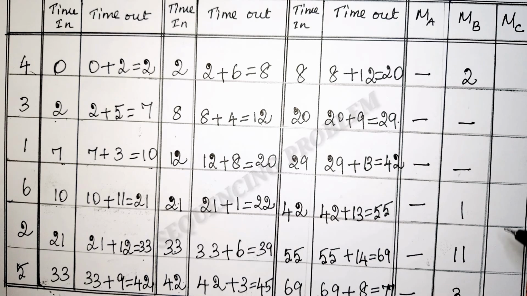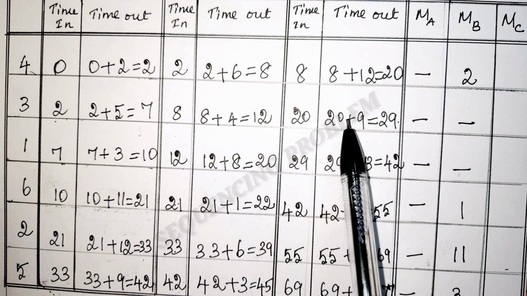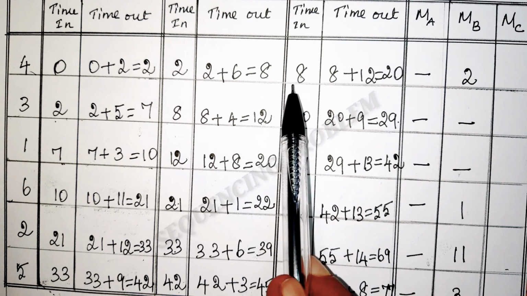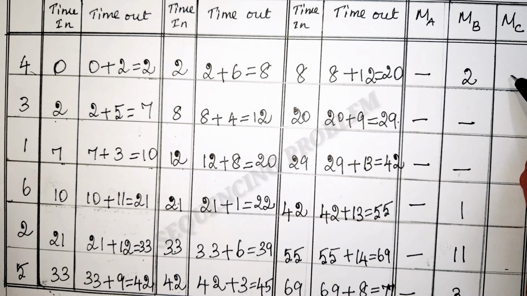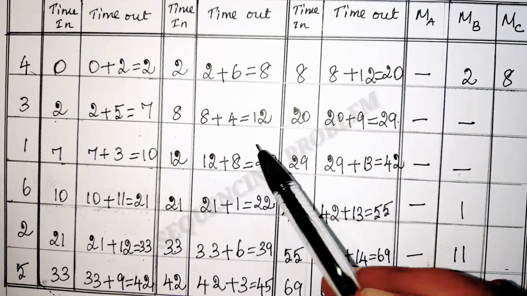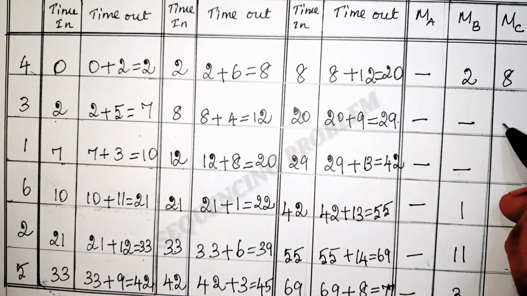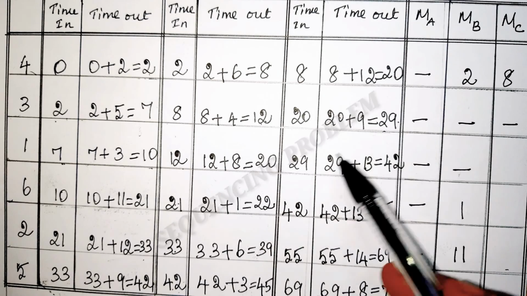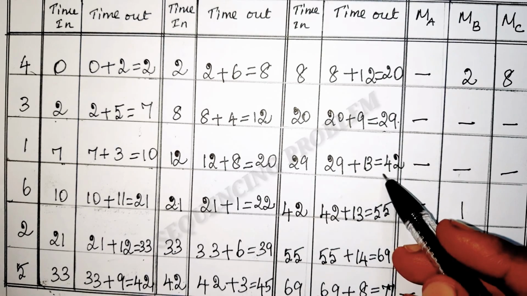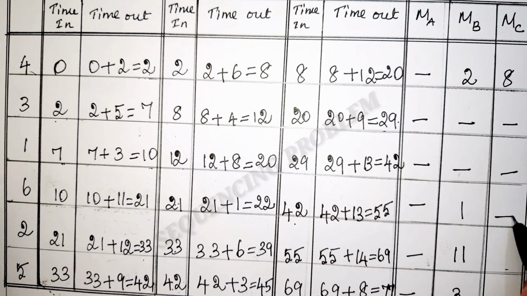We have to find the idle time for machine C. Machine C starts the work at 8 hours. So for the first 8 hours machine C is idle. So 8. Then the third job starts immediately, no idle time. The first job starts immediately, no idle time. The 6th job starts immediately, so no idle time. The second job starts immediately, so no idle time. And the 5th job starts immediately, so no idle time.